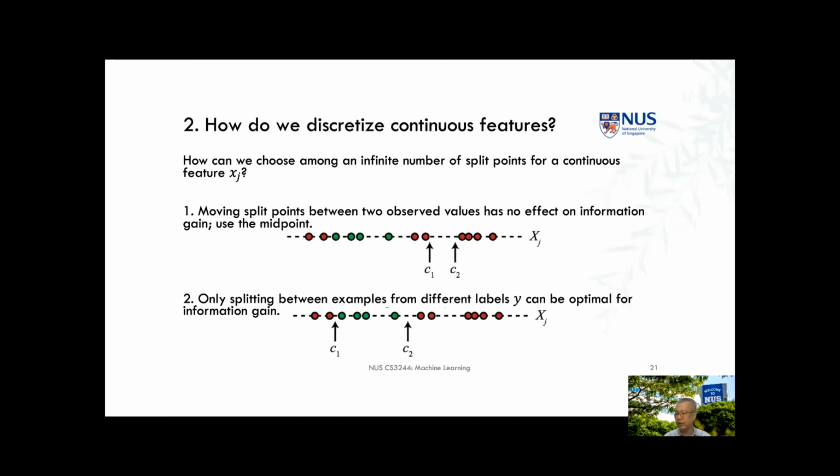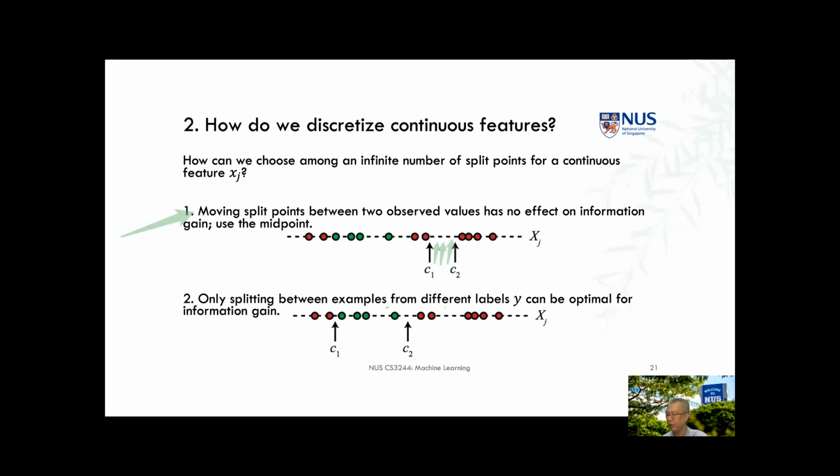There are two criteria we can use for that. One is to decide where to put the split points. If I split at C1 or C2, there's actually no difference, because I could choose anywhere between these two points, and because my data set only has, at least in training, these points, it won't matter. They're all effectively the same.